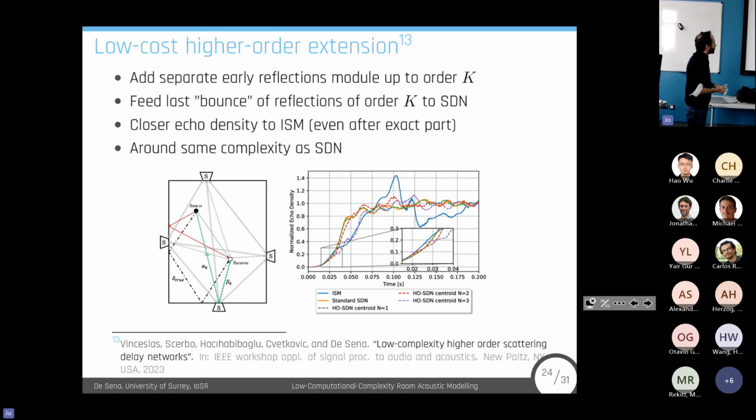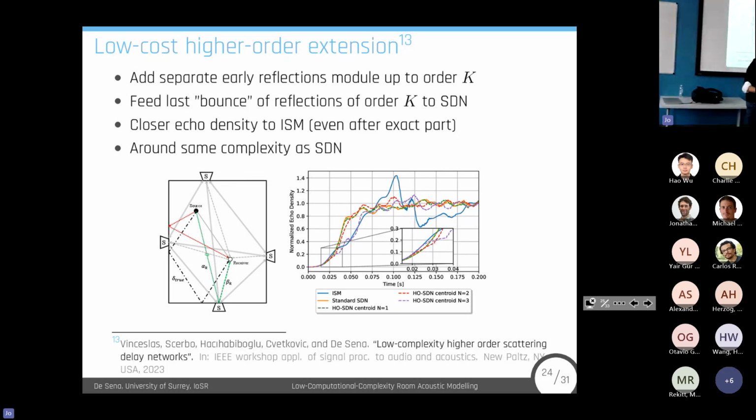And we published a paper last month at WASPAA on this. I'm just going to give you the main idea, but essentially it's to use approaches that are used similarly in other fields, where you model the early reflection as a separate module, as a separate delay line with its own spatialization and so on. And then you only feed the network, still with only one node per wall, with what we call the last bounce of whatever order of reflection you chose.